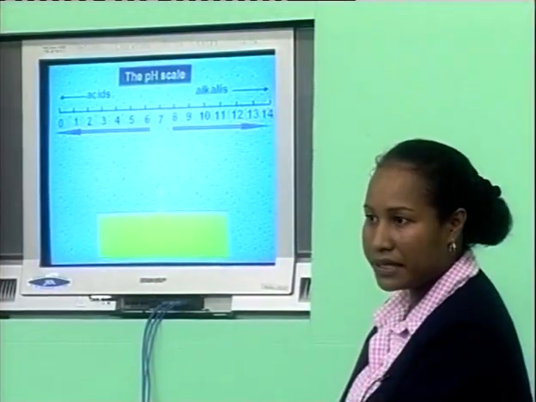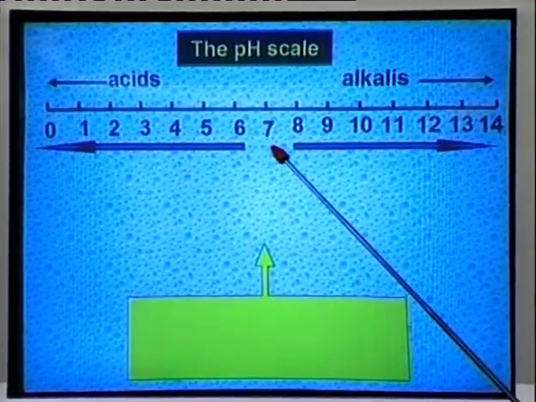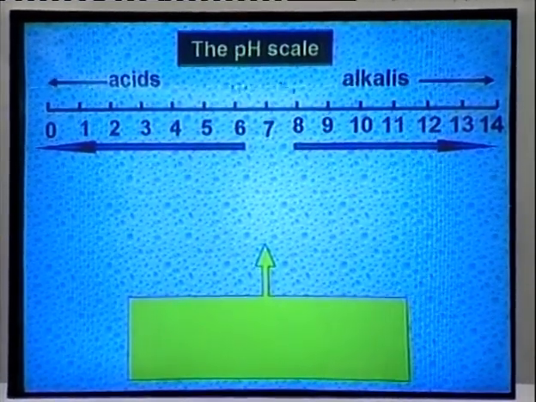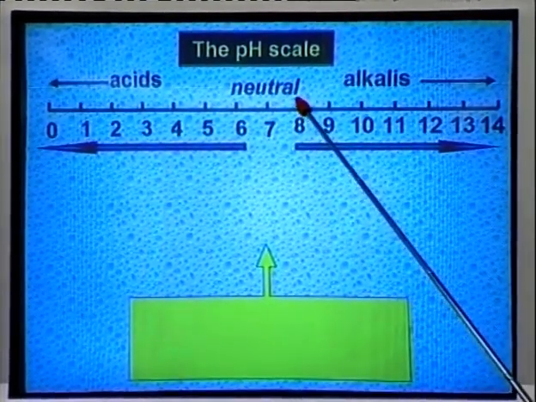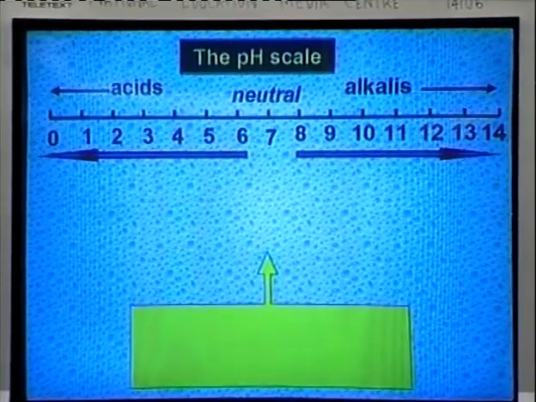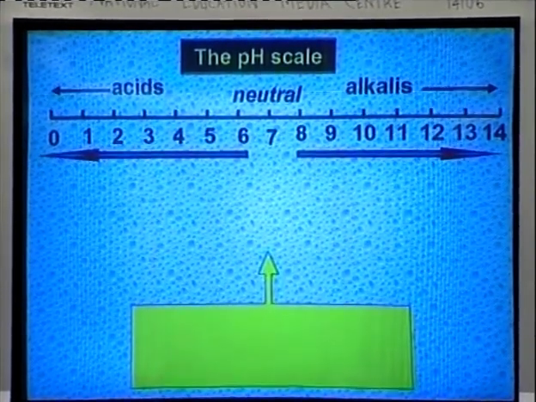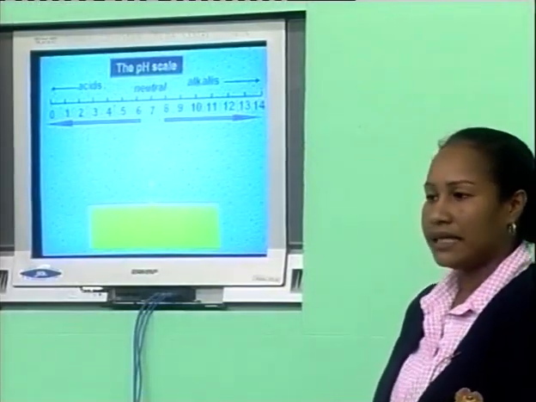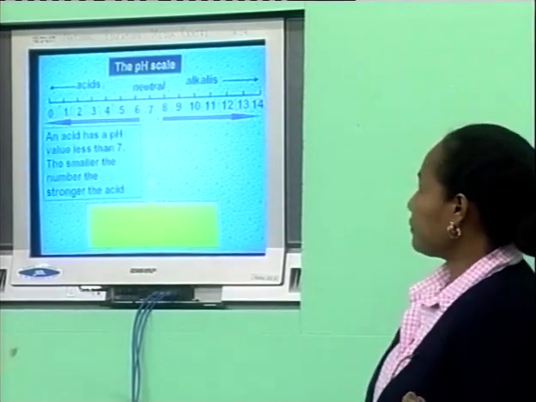What about the number in the middle? What is the middle number? 7 is the number in the middle. The middle shows neutral solutions, which are neither acid nor base. Give me an example of a neutral solution. Class, what is it? Water, right? Good.